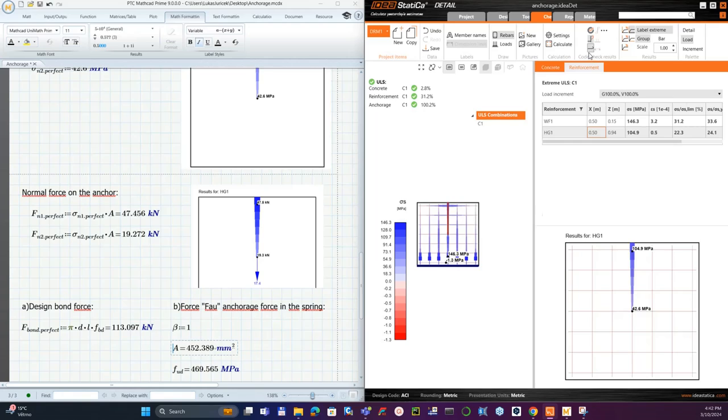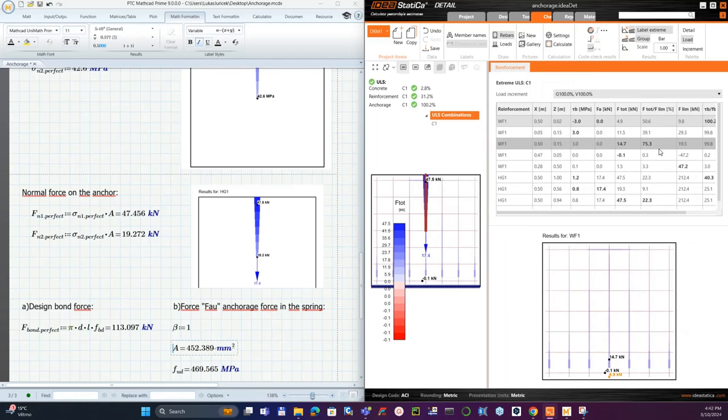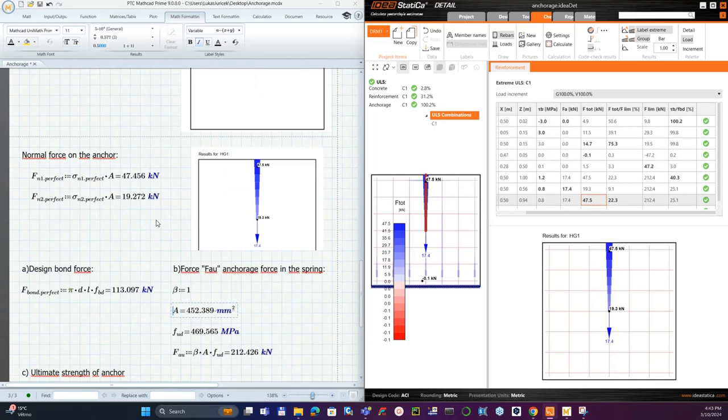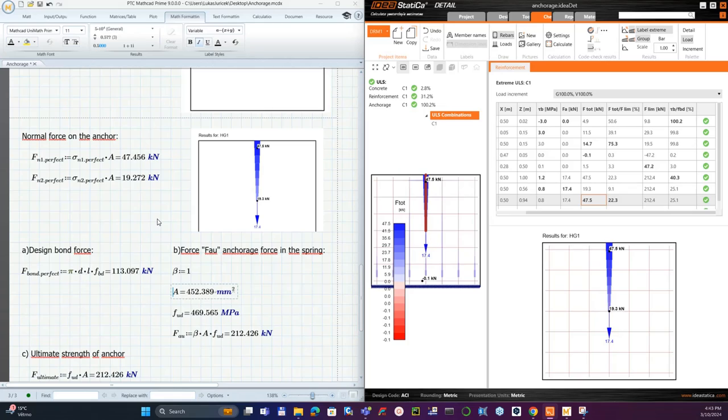So come back to Anchorage and show you the results. I would like to see the same results, also the same force as in the detail, so as in my hand calculation. So you can see the left side is fitting with my right part. But how is the limit force calculated? So this is more complex, because there is a condition between two limits.